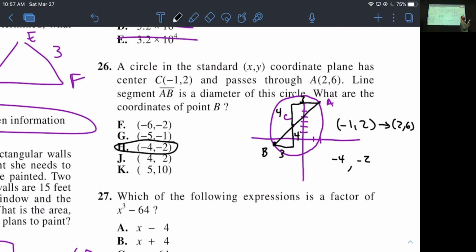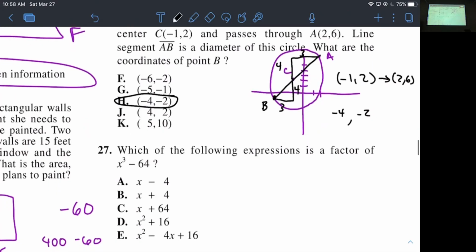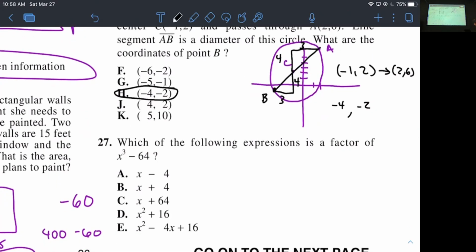27. I'm going to be really impressed if anybody of you guys remember how to factor a sum or a difference of 2 cubes. Anybody remember how to do it? Okay. X cubed is a perfect cube. 64 is a perfect cube. A sum and a difference of 2 cubes.